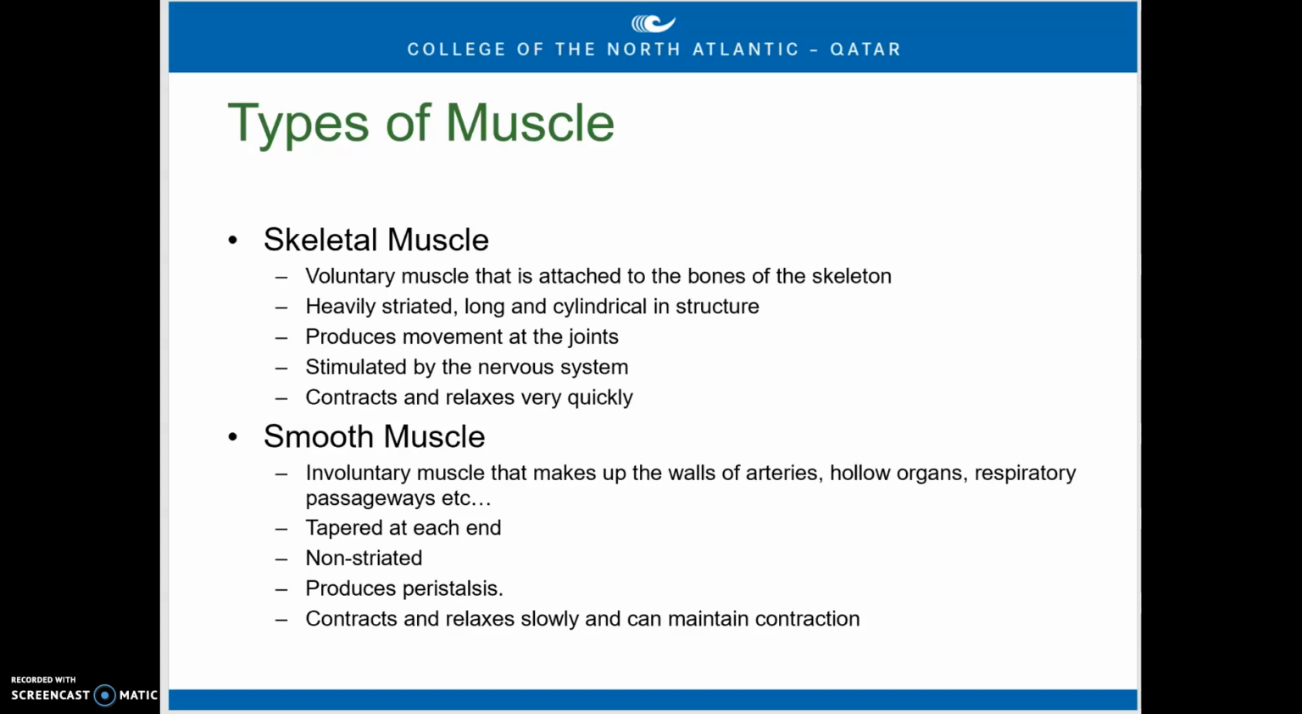The muscle fibers are quite small. Remember, they're kind of fat in the middle and tapered at each end. They don't have striations. They have a slow contraction and relaxation rate. They contract and then slowly relax, and they can also maintain contraction. So they're responsible for slowly moving things through our body.